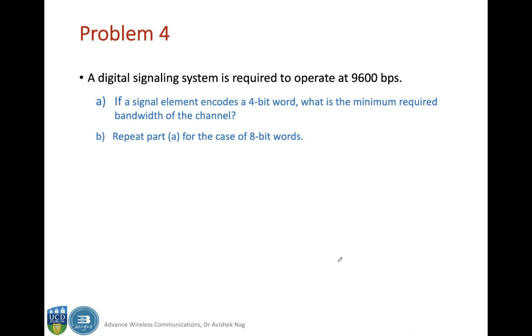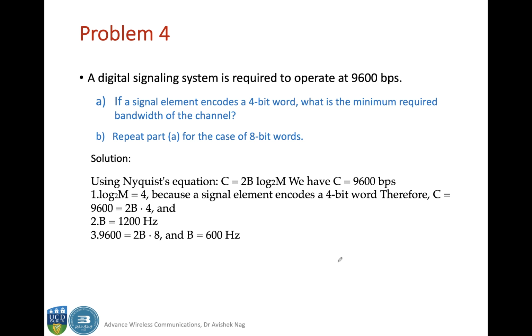All right, so here is the solution. So you can use the Nyquist equation first. C equal to twice B log M to the base 2, and then you plug in the value of C, which is given. So 9600 bits per second is your channel capacity here. So to achieve that channel capacity, what is the minimum bandwidth required? You are given that you have a 4-bit word, so your number of signaling levels is 4. Okay, so therefore you have 9600 and then twice of B and log 2 M is 4.